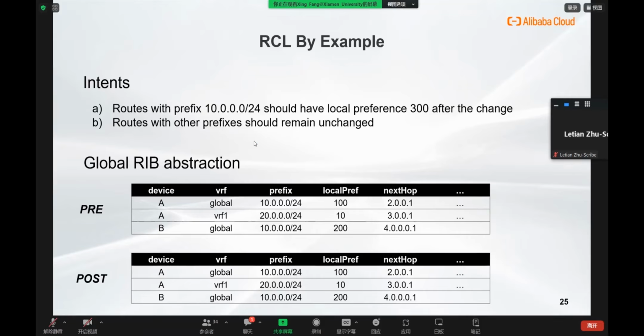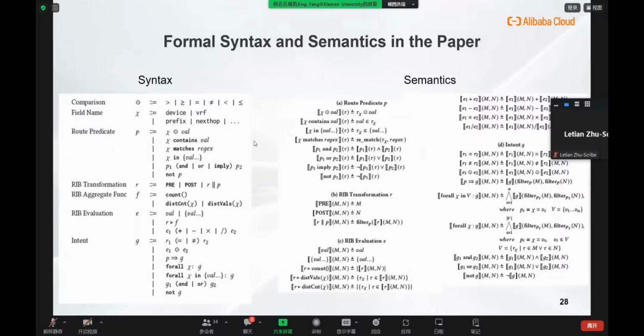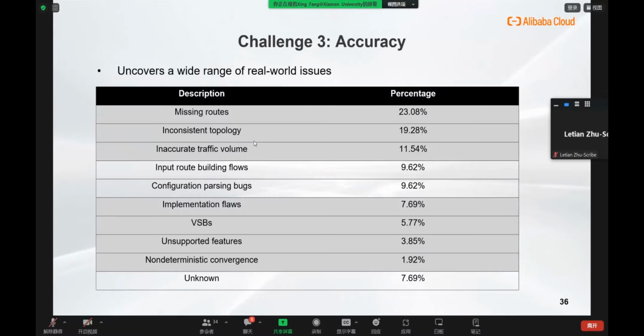Actually, in this Hoyan paper, we have a summary of all the root causes of the identified issues. You can see that about 1.92% of the issues were caused by non-deterministic convergence. Okay, good. I talked about this slightly earlier, but we can talk offline later. But I think there's a question from the audience.